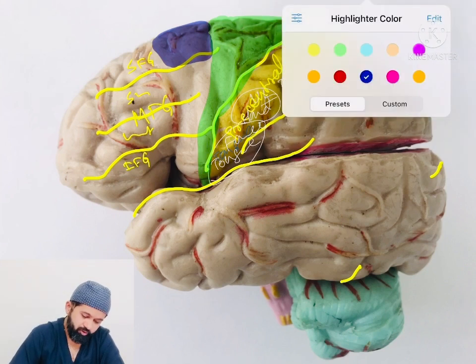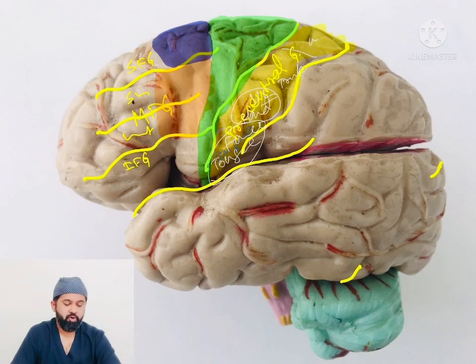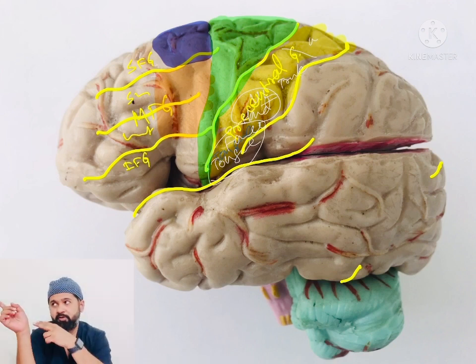Below the supplementary motor area, in the posterior part of the middle frontal gyrus, we have the frontal eye field area. The frontal eye field area controls the voluntary movement of both the eyes, which is known as conjugate gaze, on the opposite side. So if my left side frontal eye field area is activated, my eyes will look on the right side. Both the eyes will simultaneously look on the right side.